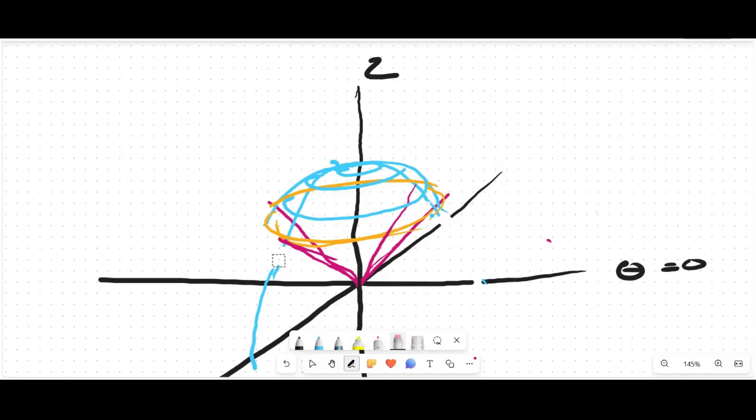So it looks like a top. I'm not sure if anybody knows what a top is. It's a little thing that kids play with where you twist it and it spins around and around.